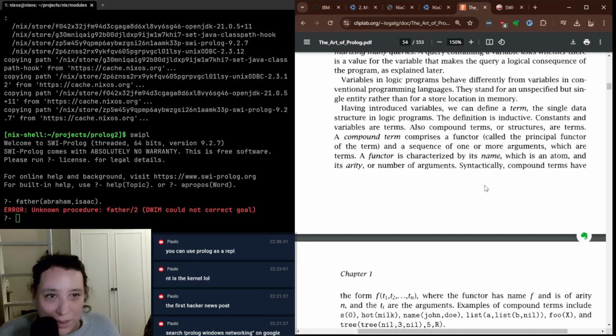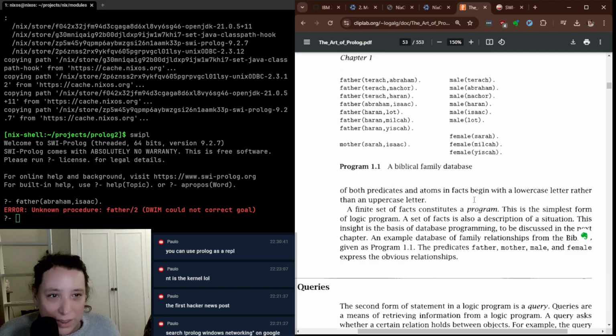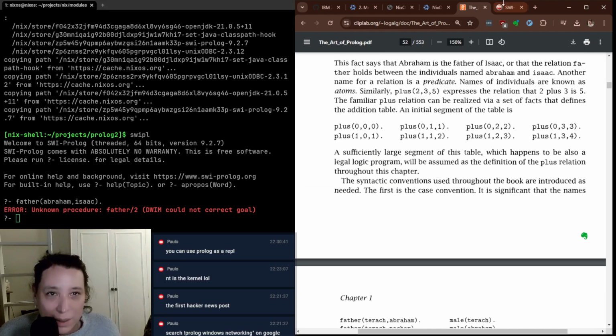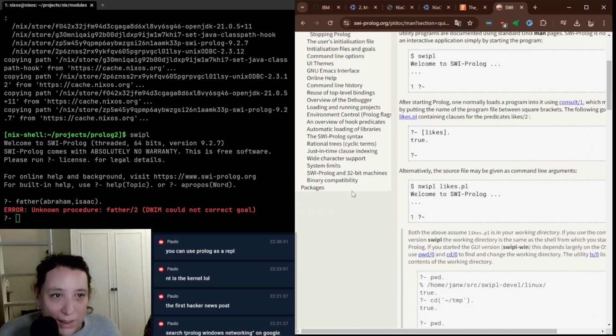What I'm trying to do is, how do I enter this into SWI Prolog? Let's see here.